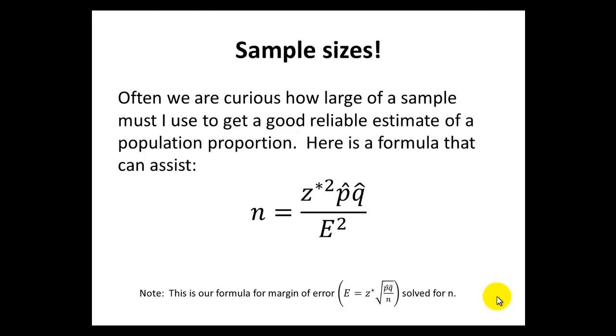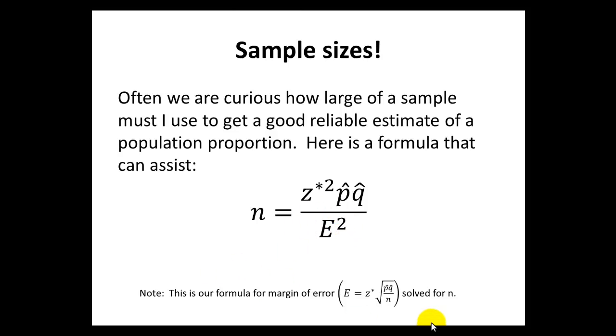This is our last concept in this module. Often we are curious about how large of a sample we should use in order to get a reliable estimate of a population proportion. Here's a formula that could help us out. N equals Z star times P hat times Q hat, all divided by the margin of error squared.